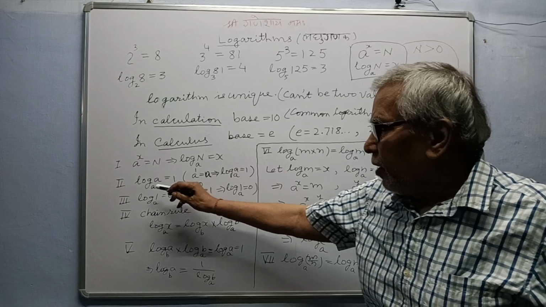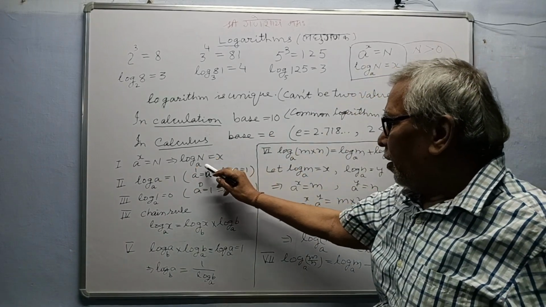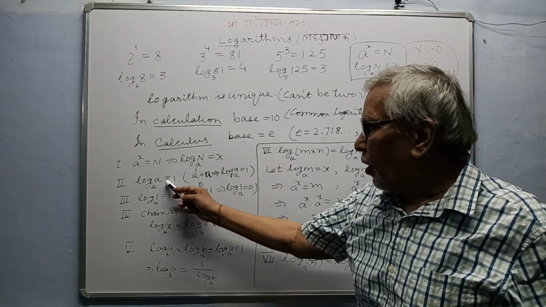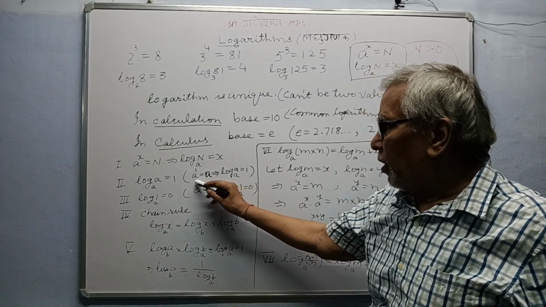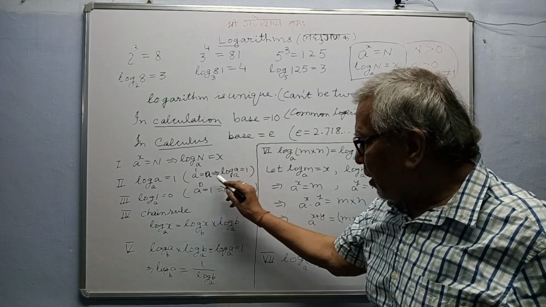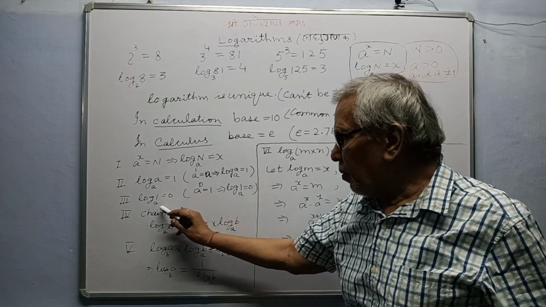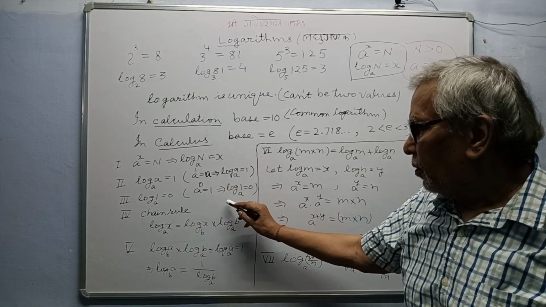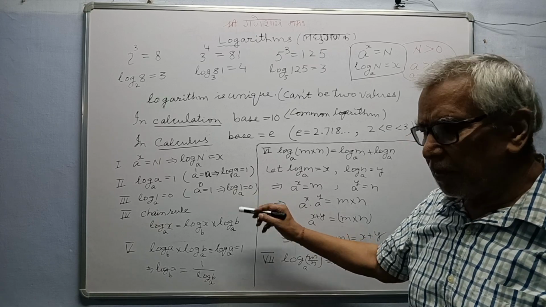Now, a to the power x is equal to n. We have already discussed here. Log n to the base a is equal to x. Second, log a to the base a is equal to 1. Same base, same. Because a to the power 1 is equal to a, so log a to the base a is equal to 1. Log 1 to the base a is equal to 0. A to the power 0 is 1, we know. So log 1 to the base a is equal to 0. Whatever may be the base, log 1 is 0.